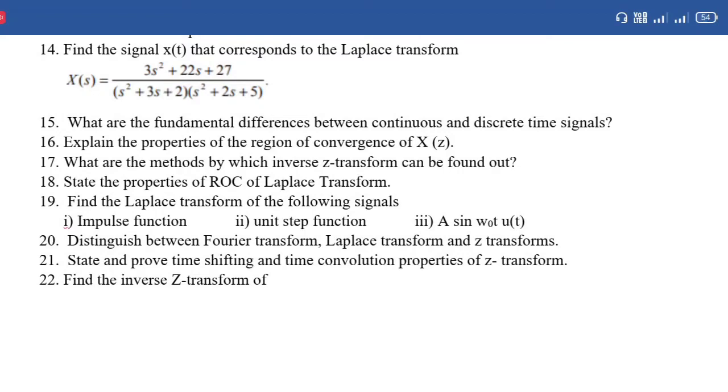Find the Laplace transform of the following signals: impulse function, unit step function, A sin omega naught t into u of t. Distinguish between the Fourier transform, Laplace transform and Z transform. State and prove the time shifting and convolution properties of the Z transform.